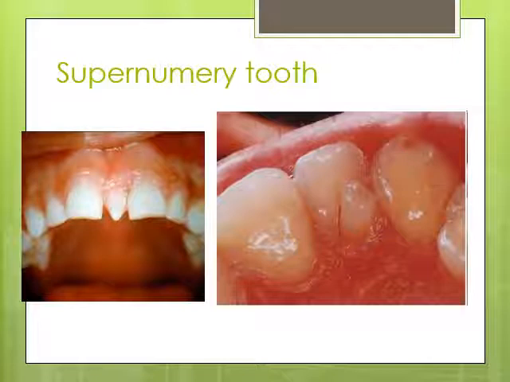Hypodontia is rarely seen in primary dentition. It could be present, but it is least commonly present in the primary dentition.